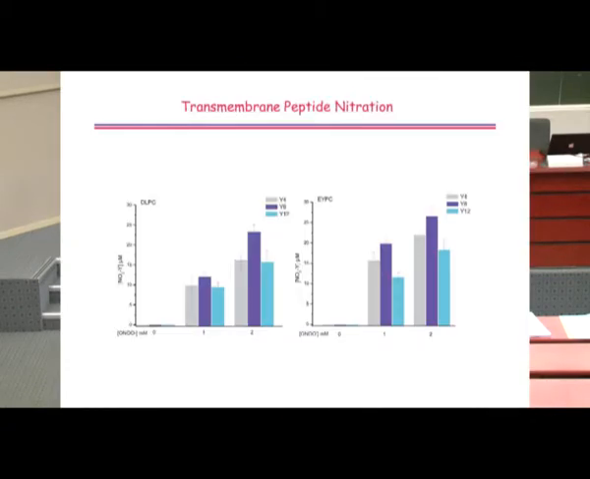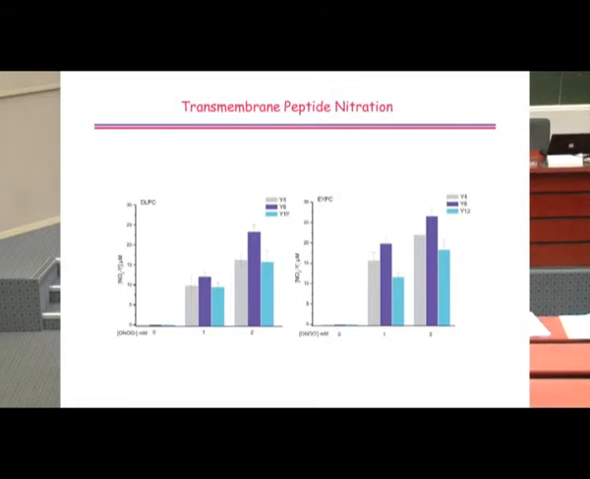We performed the same experiments with the different transmembrane peptides, Y4, Y8, and Y12, and we saw that nitration was dependent on peroxynitrite concentration, and that nitration yields were slightly higher for the peptides also.